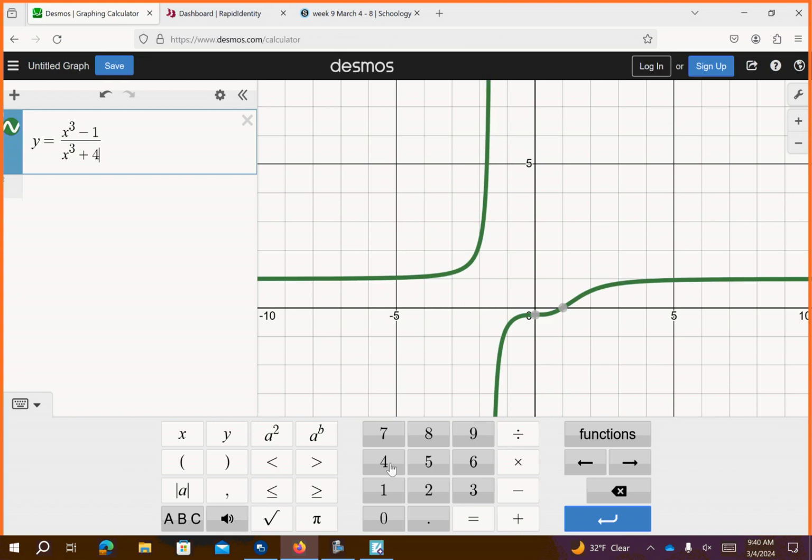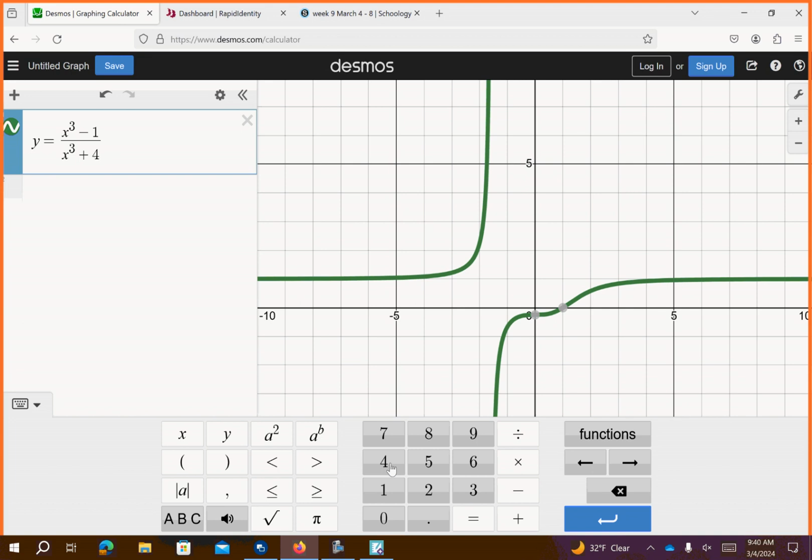Ooh, look at that weird little bobble in there. I don't know if that's a wiggle. I'm not quite sure what that is, but that looks kind of funky. I think it has to do with the fact that you could factor the top as x minus 1 times x squared plus x plus 1, I guess.